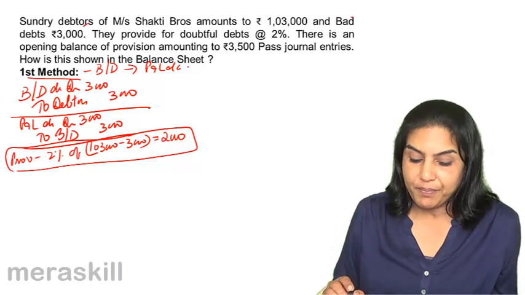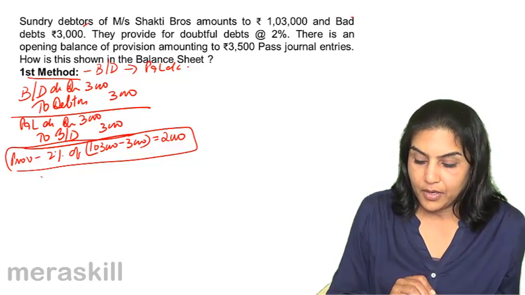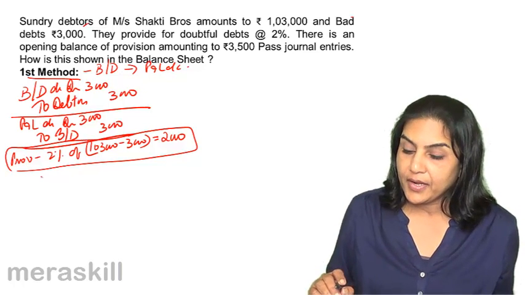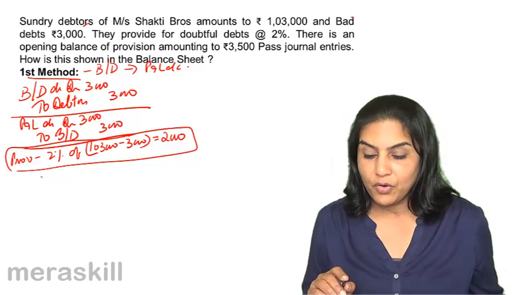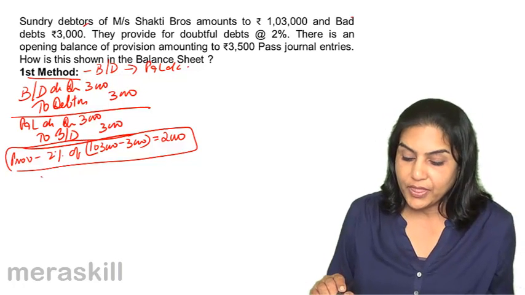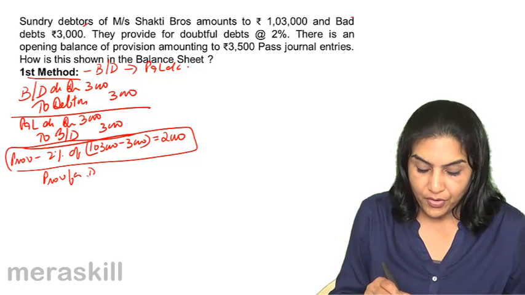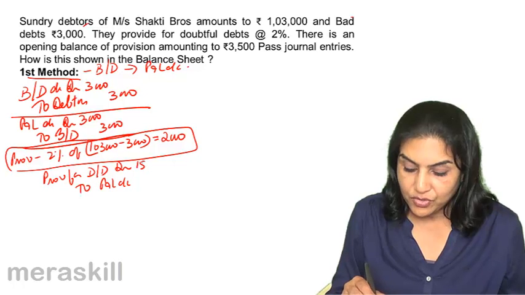So what is the entry we pass now? We need a provision of only 2,000 and there is already an amount of old provision of 3,500. So we have an extra 1,500 which we will write back: provision for doubtful debts debit to profit and loss account, 1,500.